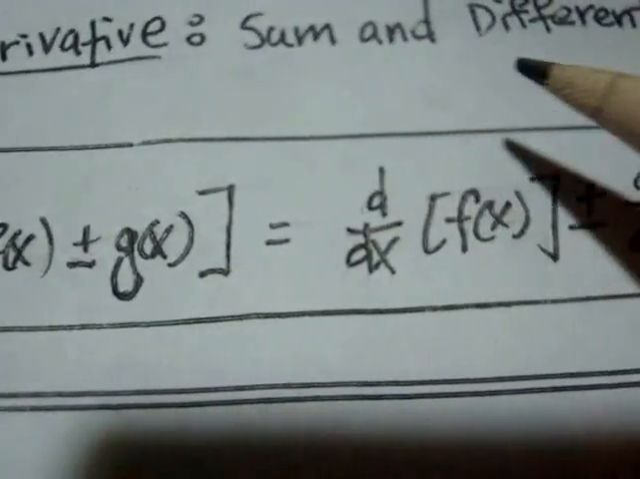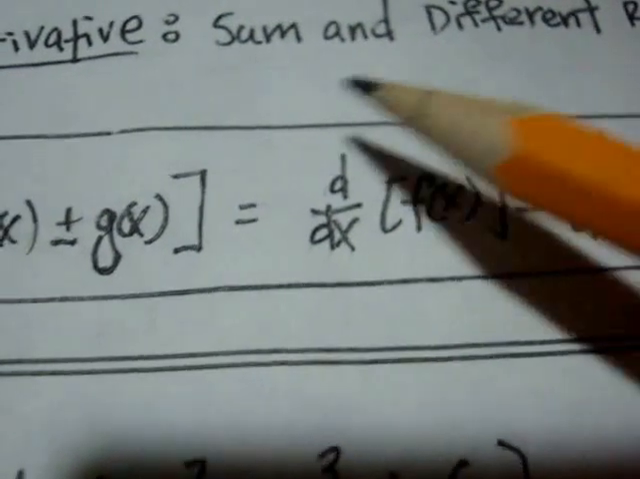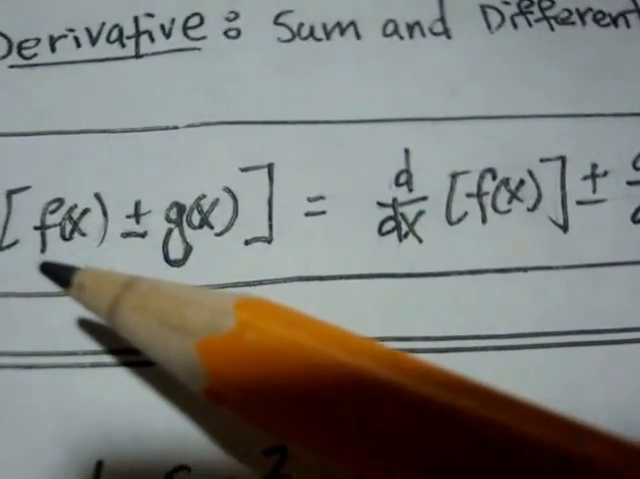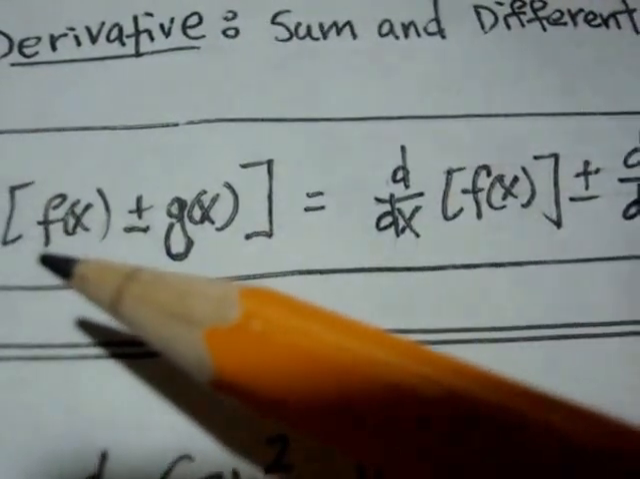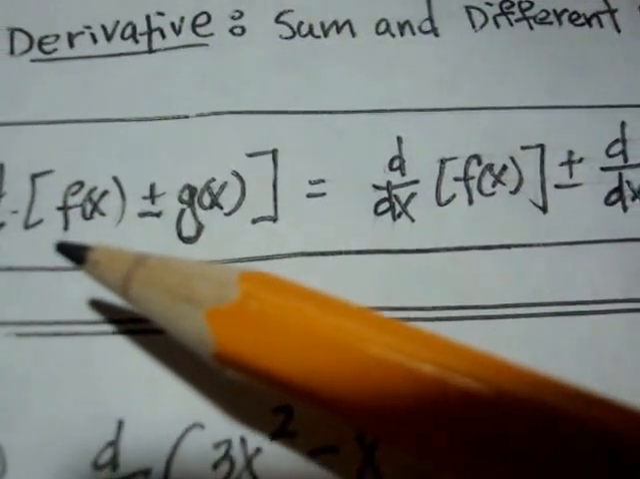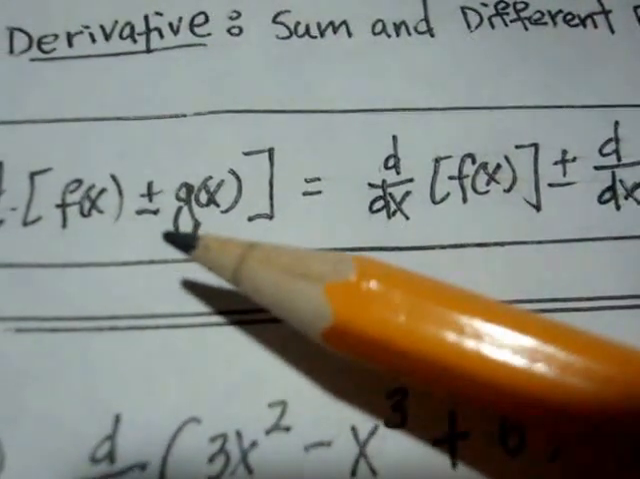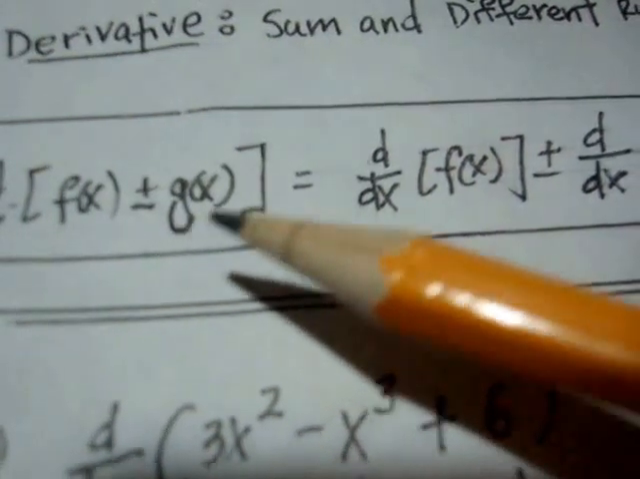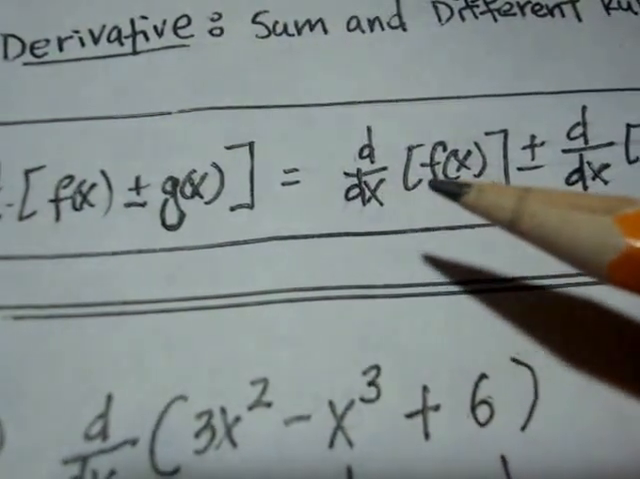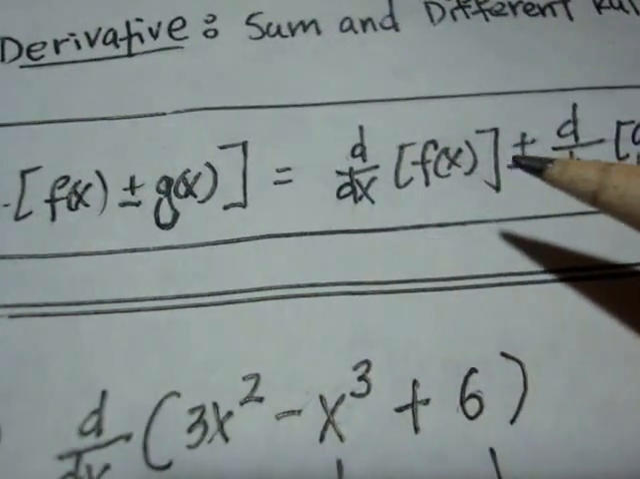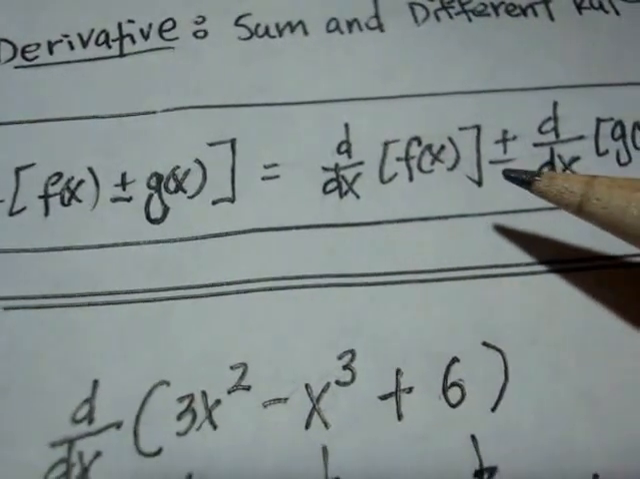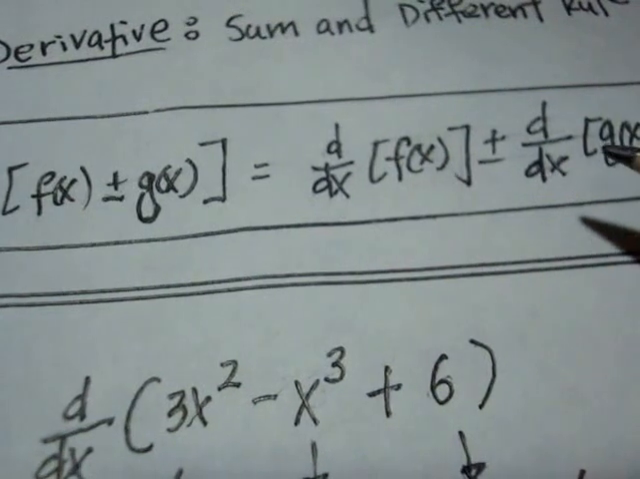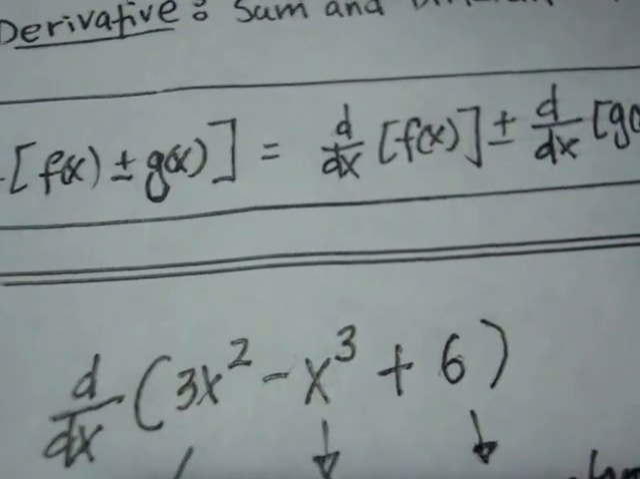Derivative, sum and difference rule. The sum and difference rule for derivative goes like this. Take the derivative of f of x plus or minus g of x. And what do you need to do with that? You take the derivative of f of x and then plus or minus the derivative of g of x.